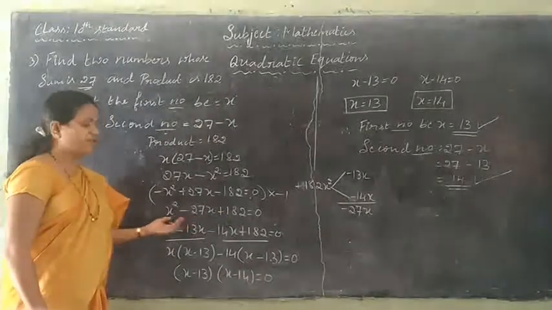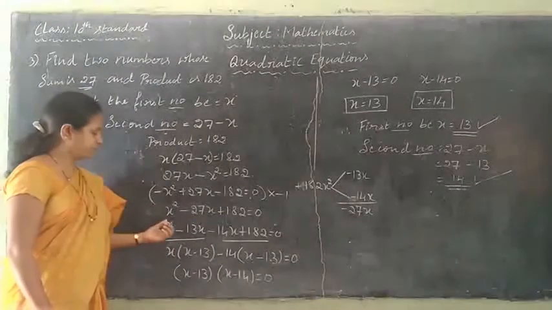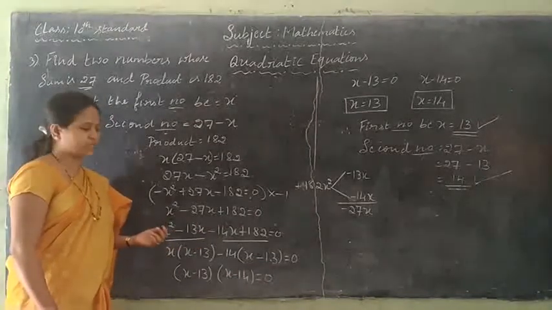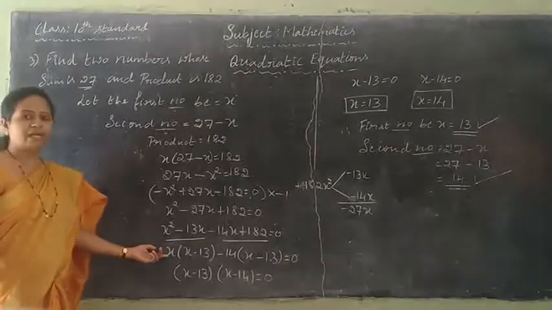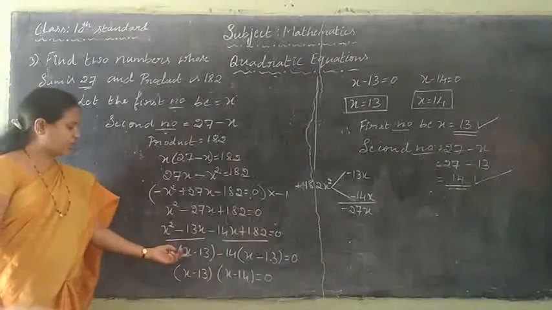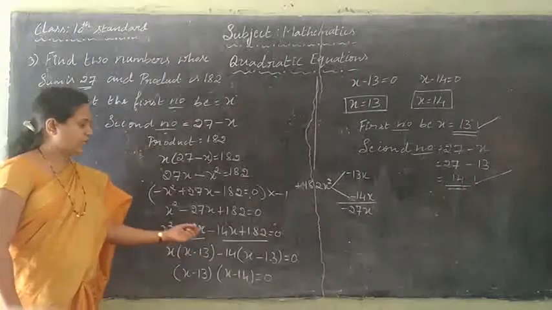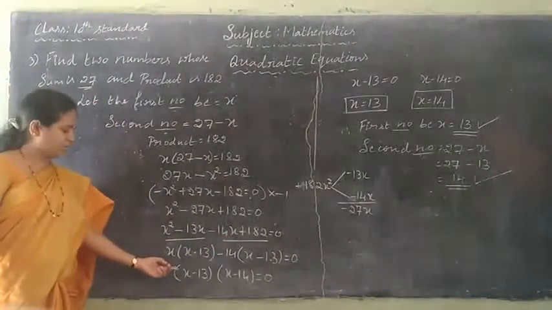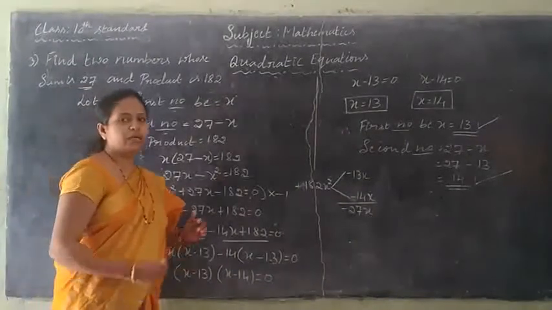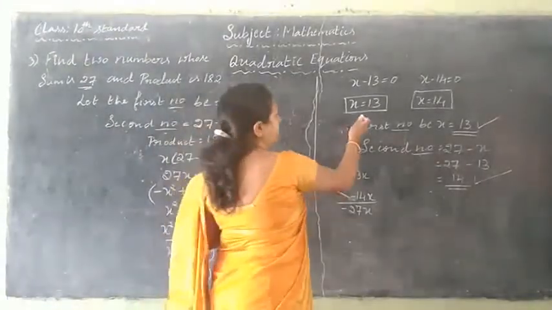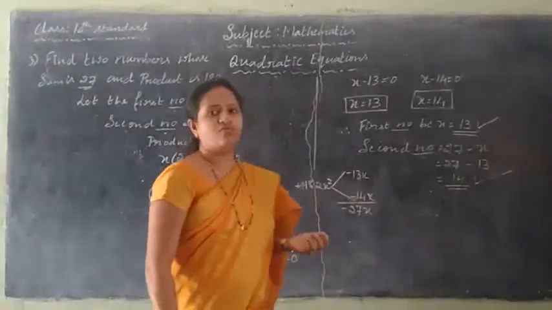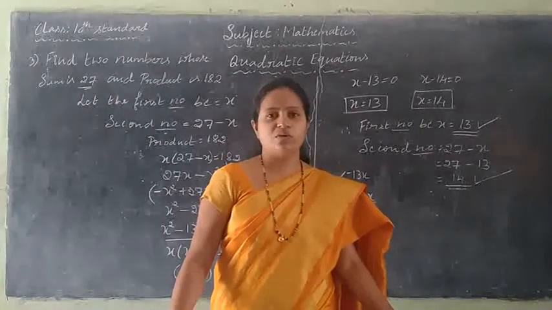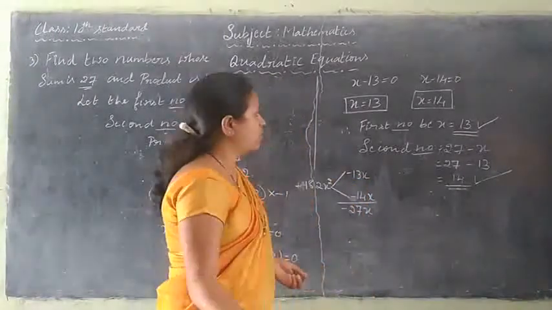We are going to solve this equation by factorization method, children. So the two factors we have taken are minus 13x and minus 14x. In the first group, we take x as common. When we take x as common, the remaining is x minus 13. Here we will take minus 14 as common, then the remaining is x minus 13. Next, x minus 13 and x minus 14. Next, we are going to equate to 0. Then you will get x is equal to 13 and x is equal to 14. So the first number will be 13 and the second number will be 14. Did you understand, children? Okay. We will take the next problem.